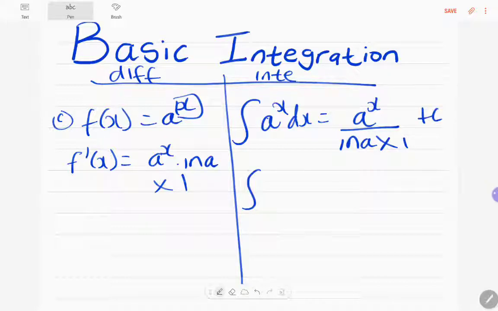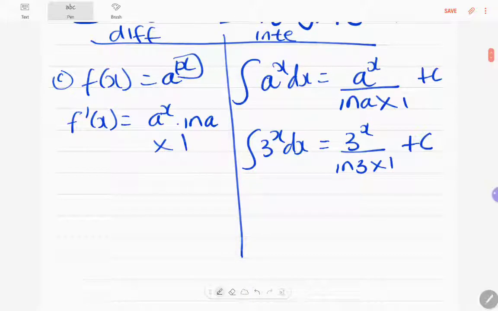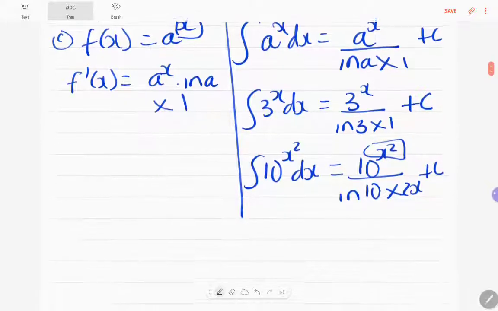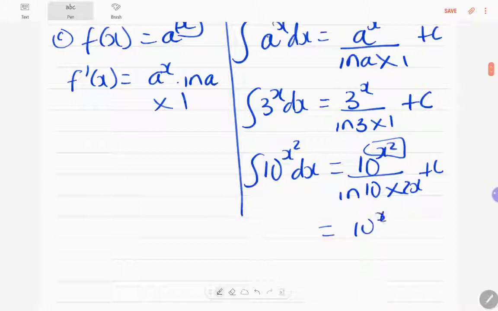If we have 3 to the power x dx, our answer would be 3 to the x all over ln base, which is 3, multiplied by the derivative of the exponent, which is 1, plus c. So this is our answer. If we have 10 to the power x squared dx, we copy whatever we have. We introduce a ln base, which is 10. We multiply by the derivative of the exponent, which is 2x, plus c. So our answer will be 10 to the x squared all over 2x ln 10 plus c.